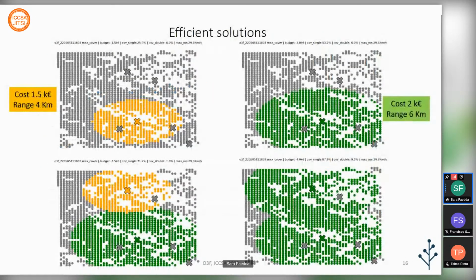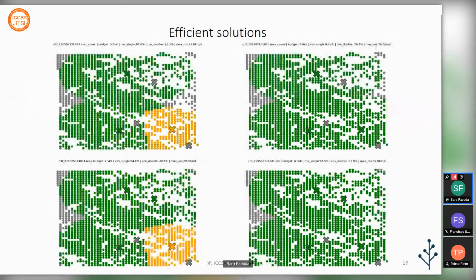These are just some representations of these solutions. The potential locations are the 6 crosses, and each drum has a different color, and we can see here some of them.